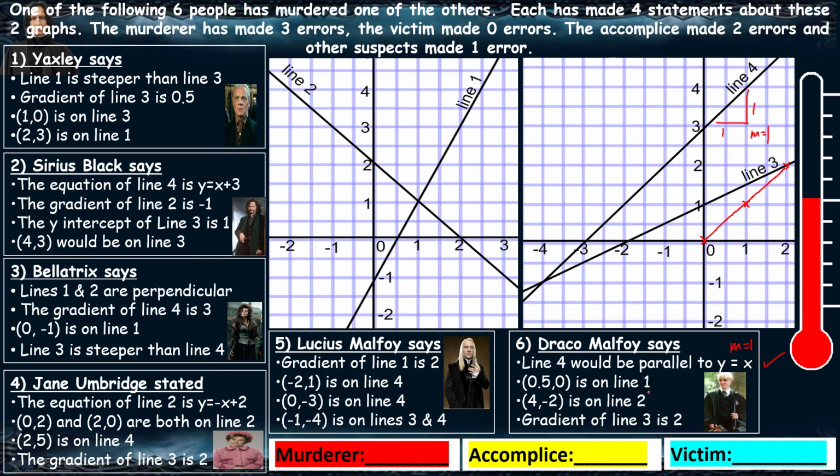Next, (0.5, 0) is on line 1. Well, that's 0.5 for the x coordinate, and that is 0 for the y coordinate. That one is correct.